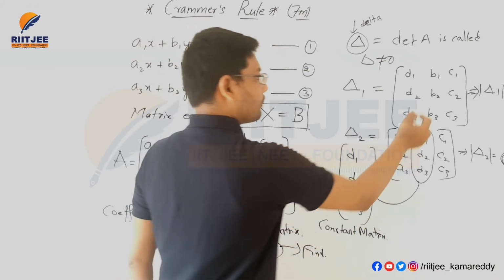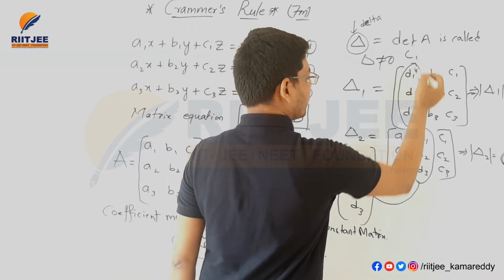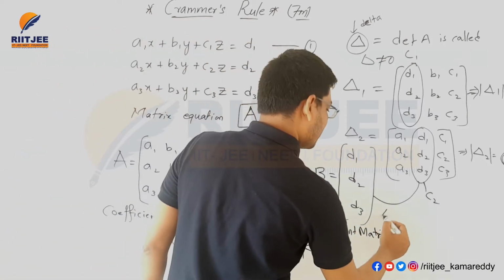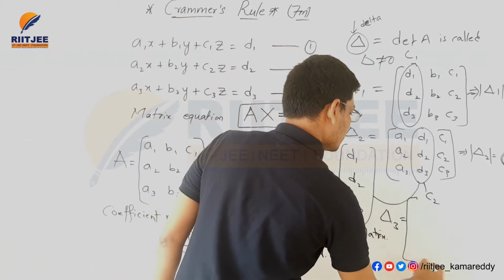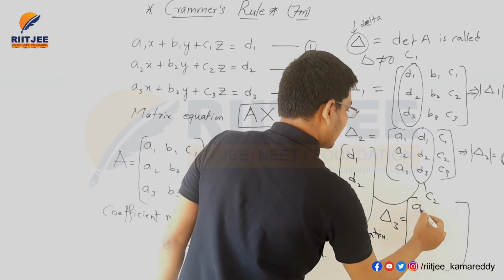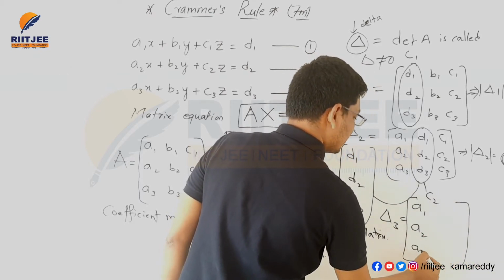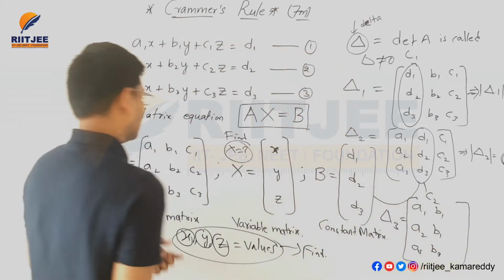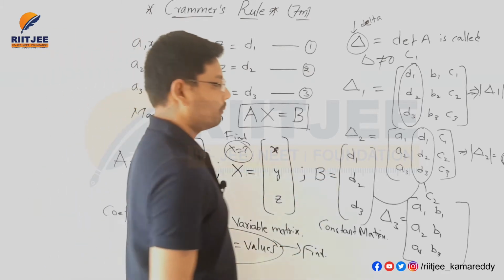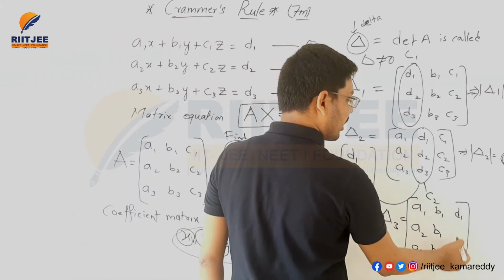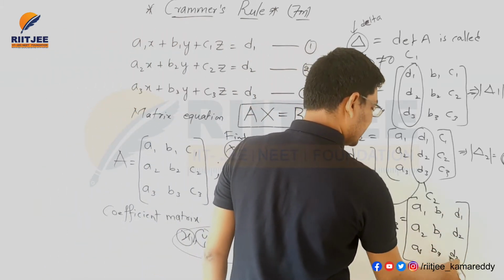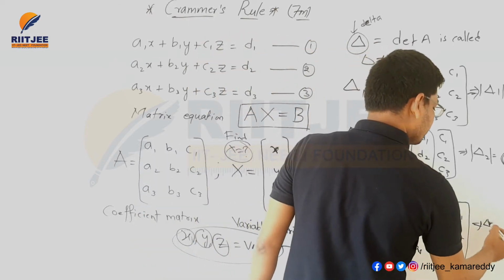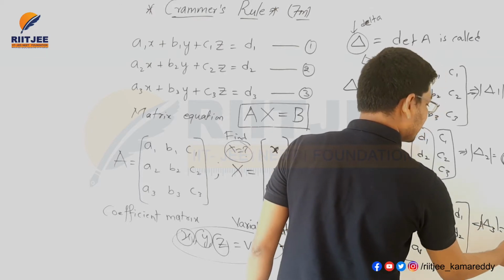This is delta 1, replacing C1. Here we replace C2, and then finally we replace C3. C3 is nothing but A1, A2, A3, B1, B2, B3. Replacing C3 with the B matrix, that is the constant matrix D1, D2, D3, is called delta 3. The modulus of delta 3 will give some value here.